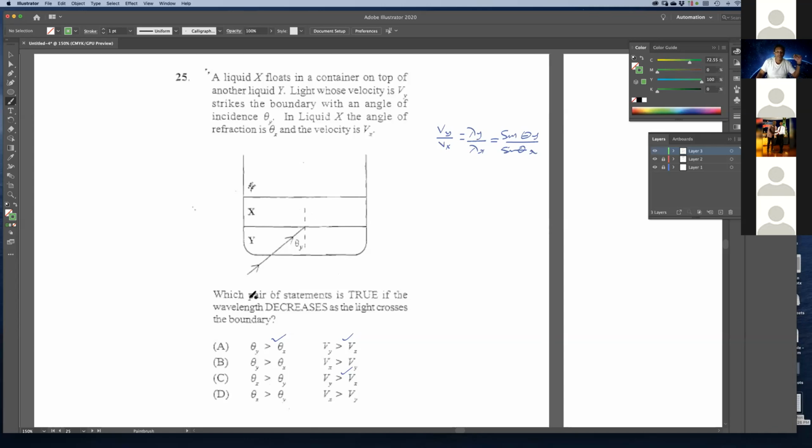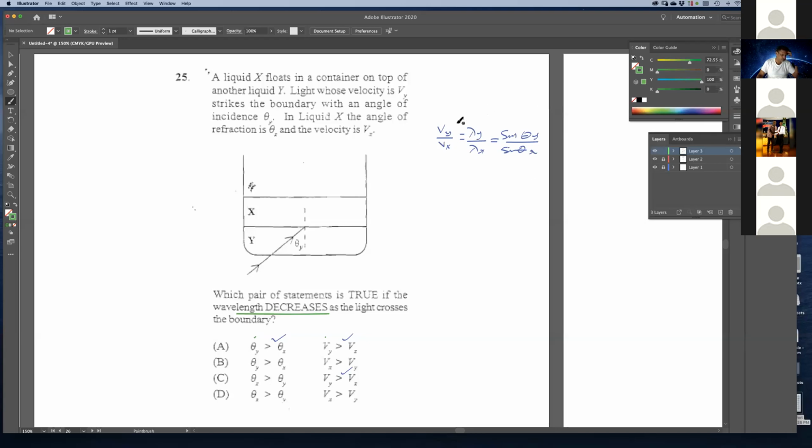The important part of it is this. Which pair of statements is true if the wavelength decreases? This is the critical part. What does it mean by the wavelength decreases? How is the decrease in wavelength related to angle? How does wavelength relate to velocity? That's why we're supposed to know this equation: Vy over Vx is equal to lambda y over lambda x is equal to sine of theta y over sine of theta x. Everybody knows this equation? Or do you want me to show you where it comes from?